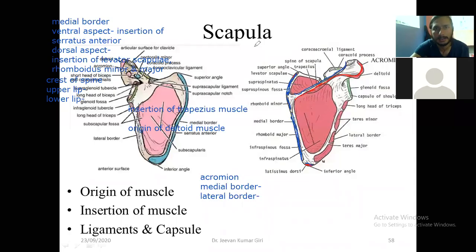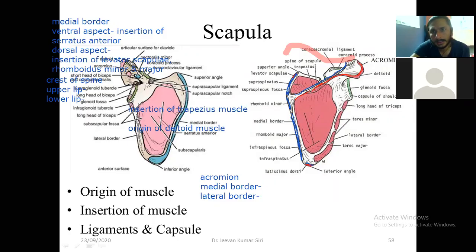Your clavicle is like this here. If you see the clavicle, your clavicle will be here like this. Now see here, this is your clavicle. So this is the lateral 1/3 of the clavicle. So along the, see this muscle, see.